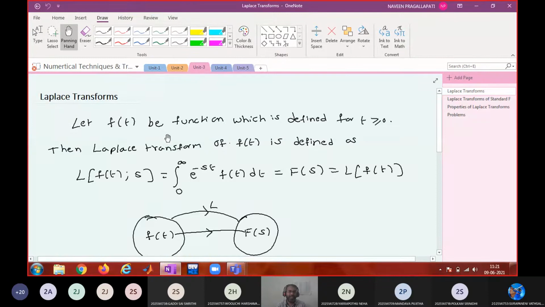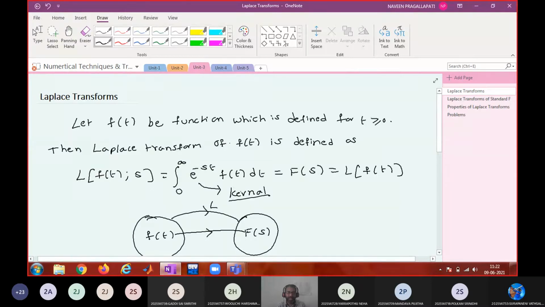So if we have a function f of t which is defined for all t greater than or equal to 0, then Laplace transform of f of t in the parameter s is defined as an improper integral from 0 to infinity e power minus st f of t dt. Here e power minus st is called kernel.